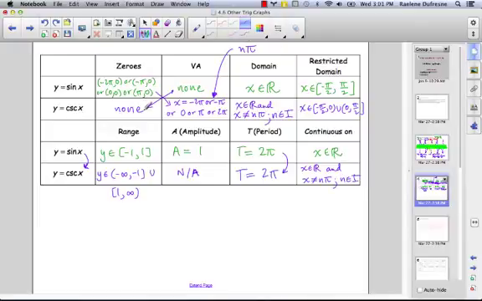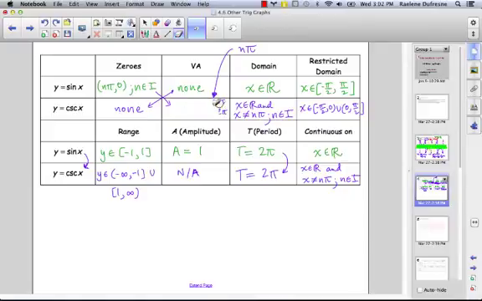Since we've actually generalized this, maybe I'll go back and put the zeros in. The zeros are located for the sine function at n pi for x, comma 0 for y, as long as n is an integer. Similarly for the vertical asymptotes. The vertical asymptotes occur at x equals n pi, where n is contained in the integers.